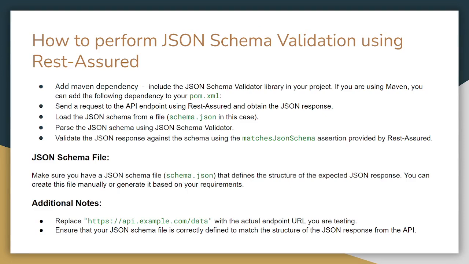Next is how to perform JSON schema validation using RestAssured. This is a very commonly asked question. For that, you need to add your Maven dependency. It should have the JSON schema validator library in your project. If you're using Maven, you can add the following dependency in your pom.xml. Then send a request to the API endpoint using RestAssured and obtain the JSON response.